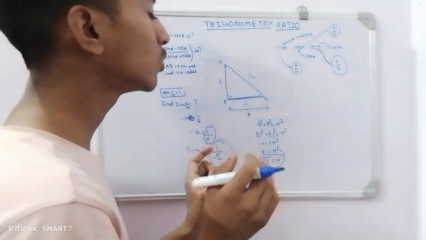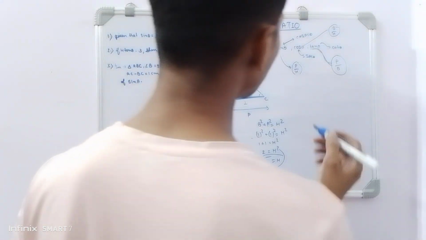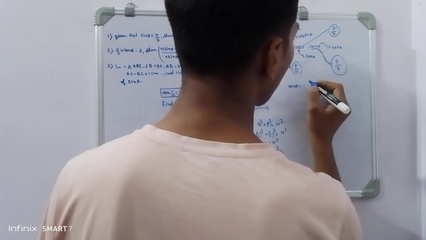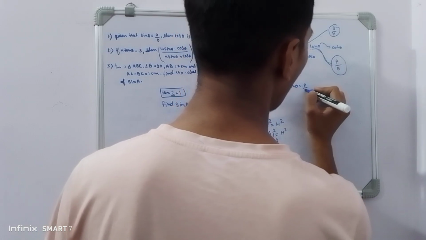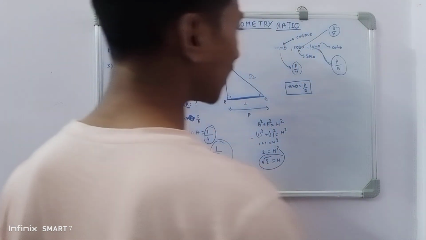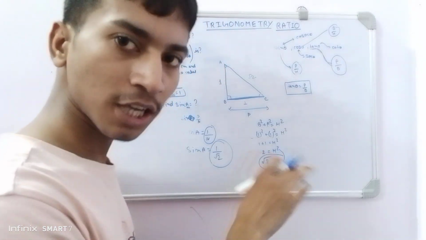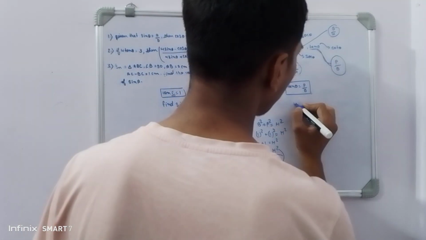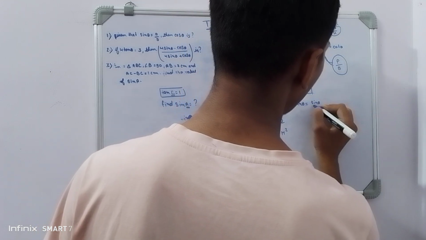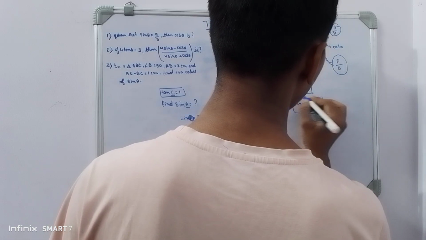Now I am going to teach you a very interesting thing regarding this one. As you know, tan theta means P by B. But now I am going to introduce a new formula which I will prove, that tan theta can be written as sine theta by cos theta. Tan theta can be written as sine theta by cos theta.